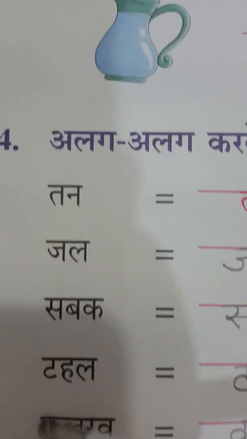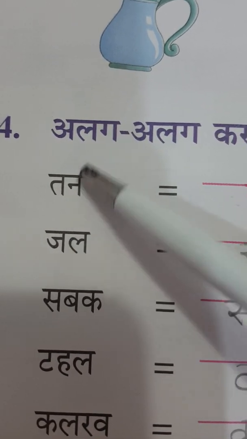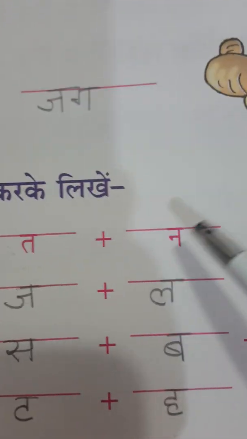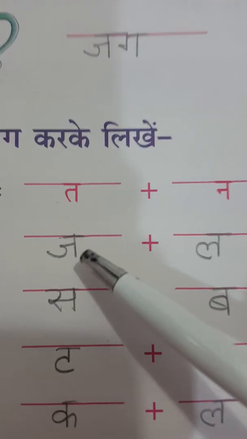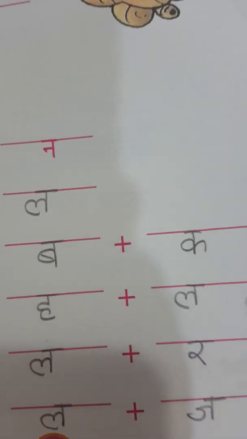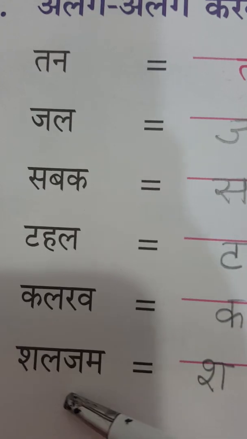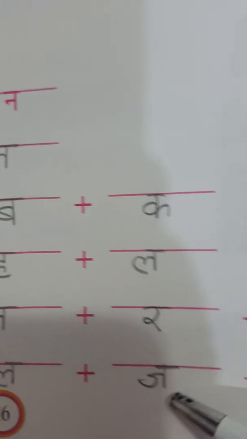Now go to the next, last exercise. This is alag karke likhe. You have to split. These are the words here. You have to split them. Like you have tan. So you will break it up into two letters. The plus na. So jal, you will break it. J plus l. Sabak, s plus b plus k. Then tehel, t plus h plus l. Then kaldrav, k plus l plus r plus v. You have to split it. Then we have the last shaljam, sh plus l plus j plus m. Shaljam and shalgam is one and the same thing.